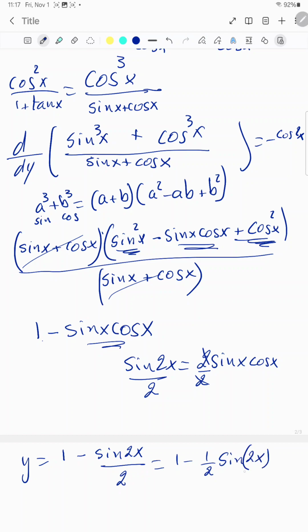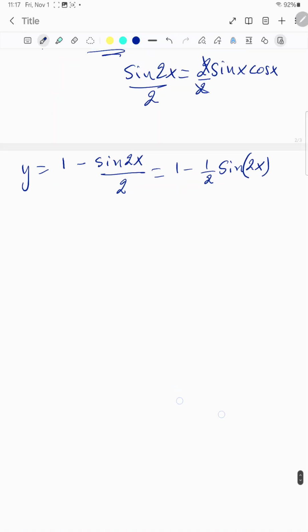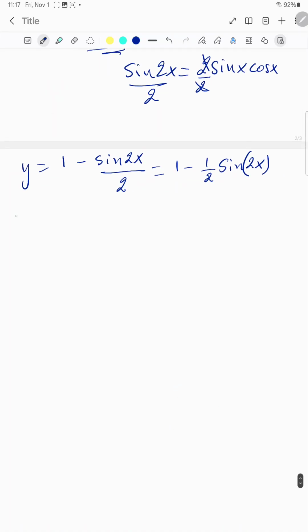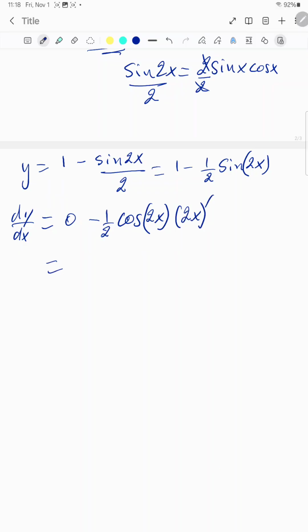And now I can find the derivative of this. So my dy over dx is equal to the derivative of 1, which is 0, minus 1/2, and the derivative of sine is cosine 2x multiplied by the derivative of 2x. So it is equal to 0, I'm not going to write it, minus 1/2 cosine 2x times 2, and the 2 here and the 2 here disappear. I will have minus cosine 2x, and I proved my formula.